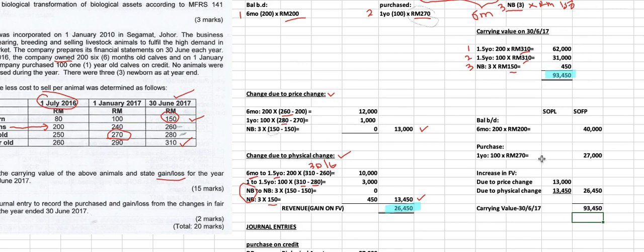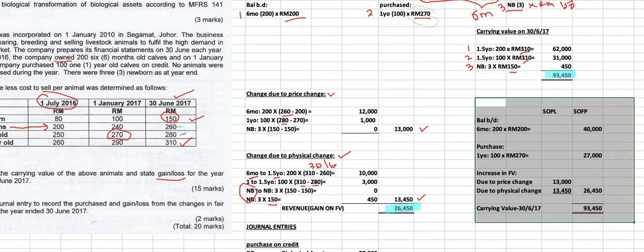But to me, I prefer to calculate this carrying value based on this method, because this will actually help me when I calculate the physical change, in terms of the calculation that I mentioned before. But it is not wrong to calculate the carrying value using this method of calculation. But if the question asks specifically on SOPL and SOFP, then you have to present your answer like this.